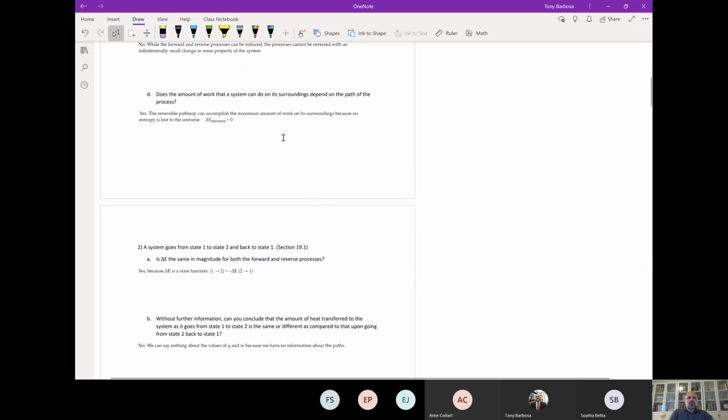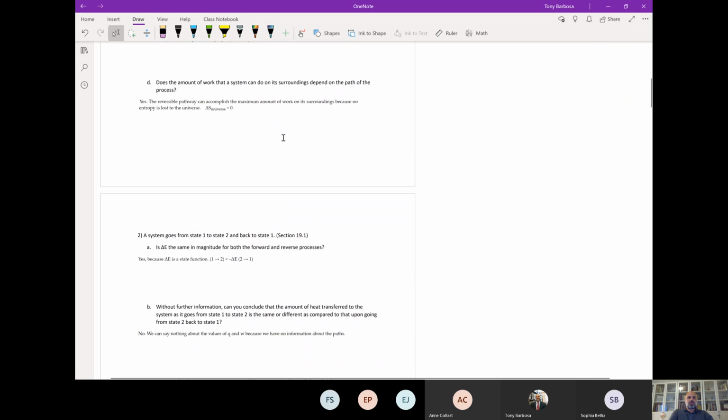It says the amount of work that a system can do on its surroundings depends on the path of the process. So when we're talking about this, this one just basically gives you the answer, right? It says, yes, the reversible pathway can accomplish the maximum amount of work on its surroundings because no entropy is lost to the universe.